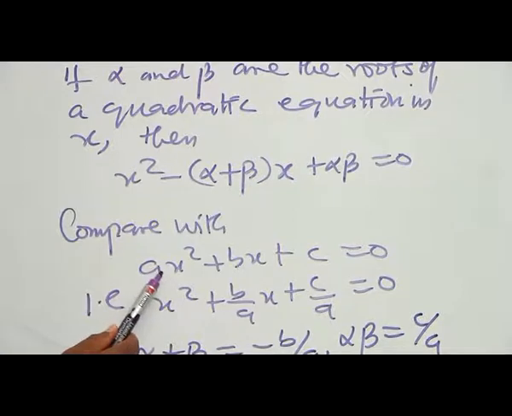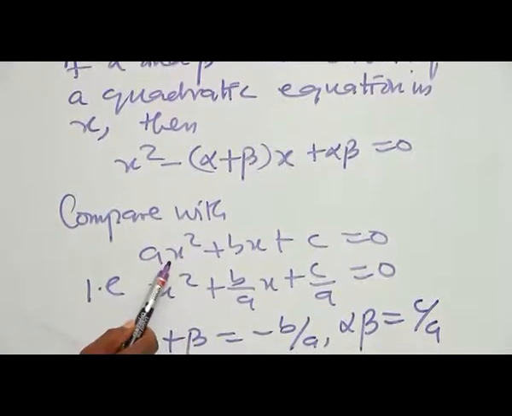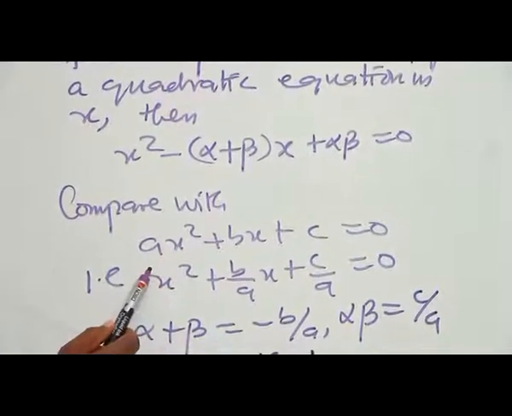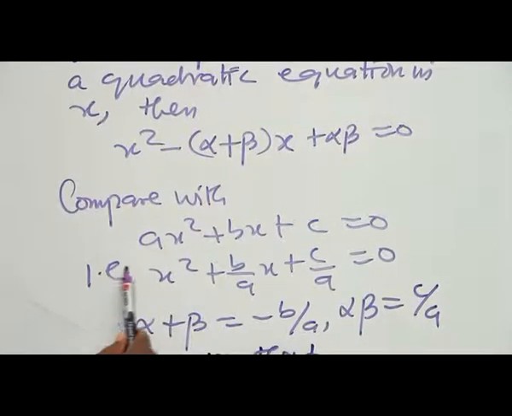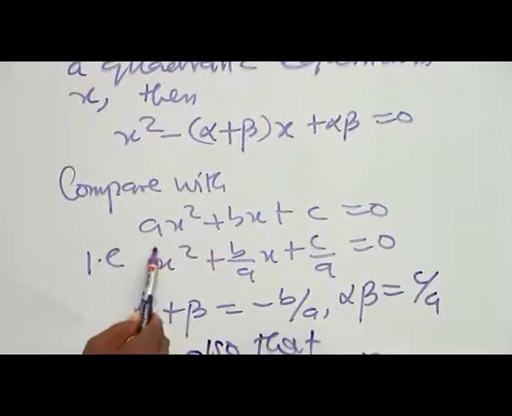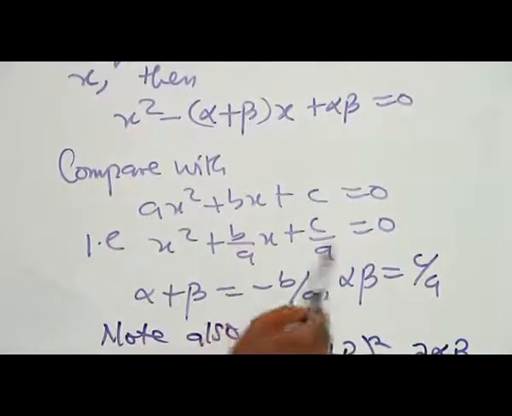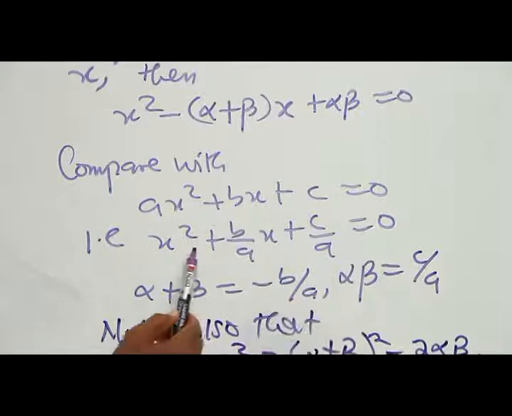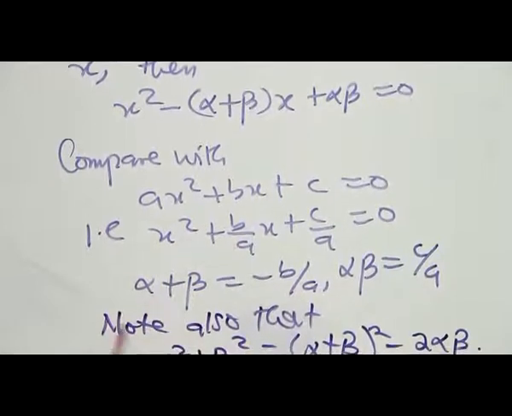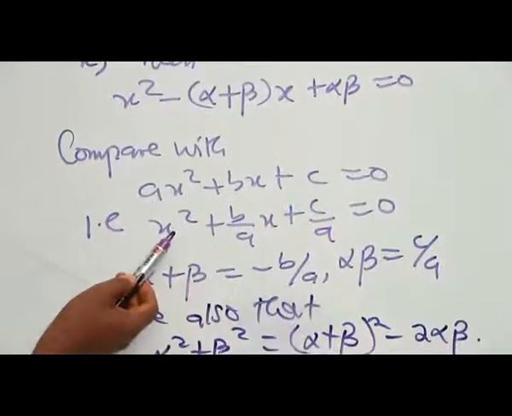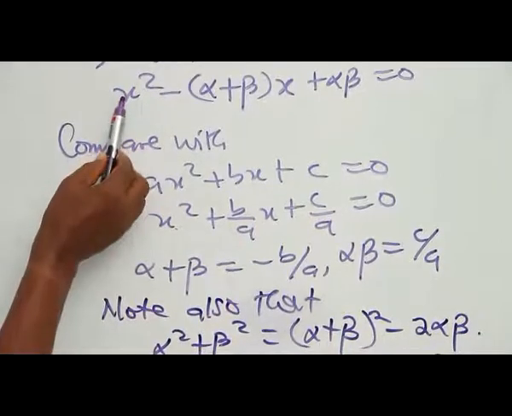So we must first of all make the coefficient of s squared in the standard form equal to 1. And how do we do that? We divide all through by the coefficient of s squared, which is a. When we do that, we will now have this equation. Now with this equation, we can compare it with the former equation.